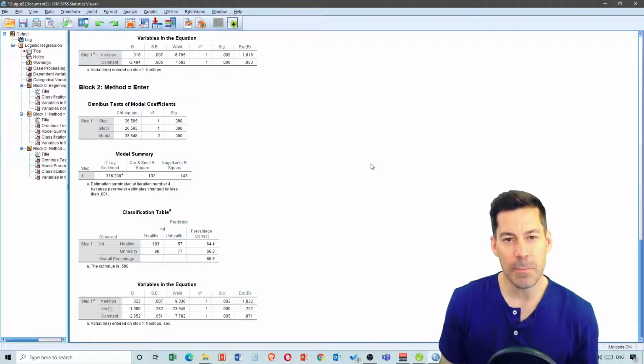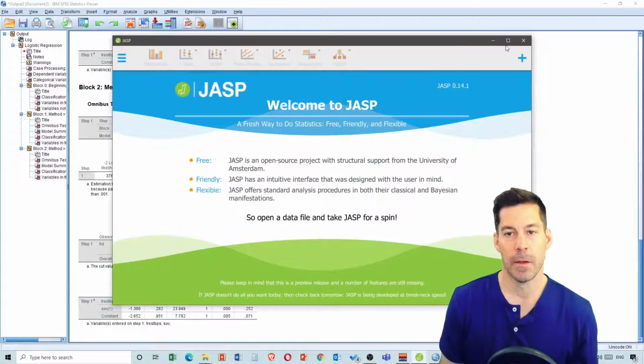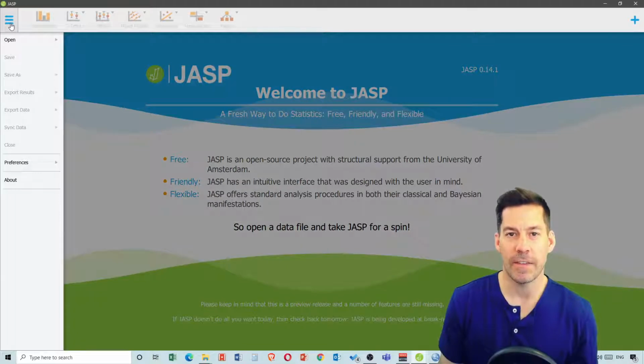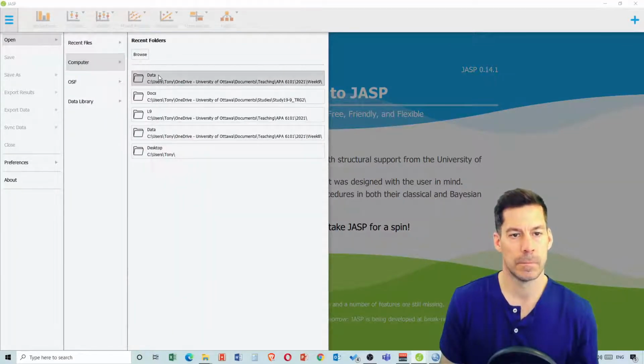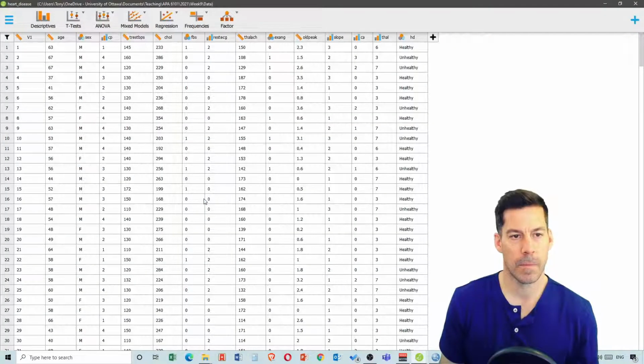Okay, so let's move on and let's do the same thing in JASP. So I'm going to load up the file that's called heartdisease.csv. Okay, we see the same data that we just had in SPSS.